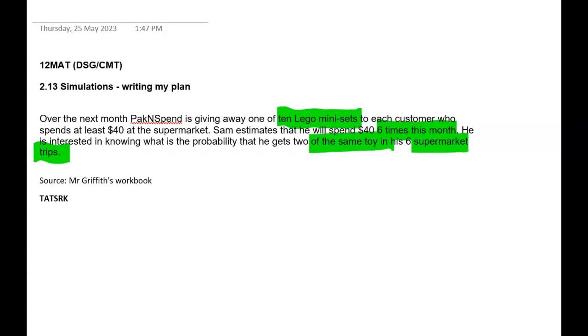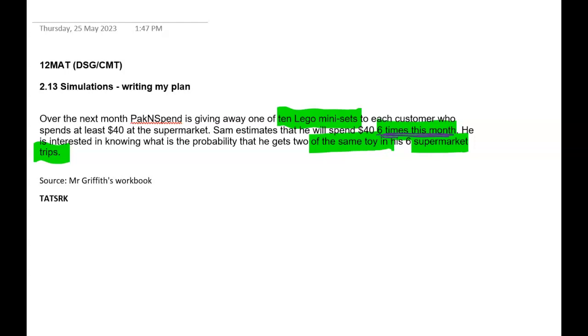There are 10 Lego mini sets, and so when we get onto actually doing the simulation and thinking about the assumptions, I'm just going to assume that those 10 mini sets have equal probabilities of occurring, and we can play around with that, but that's going to be the basic assumption. The other thing to notice here is that he's going to the supermarket 6 times this month. Well, he's spending $40 6 times this month, so you know that one trial is going to have 6 goes in it.